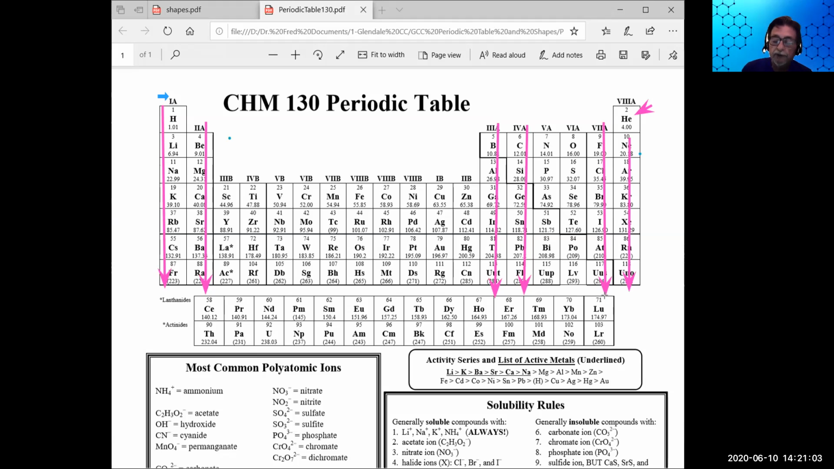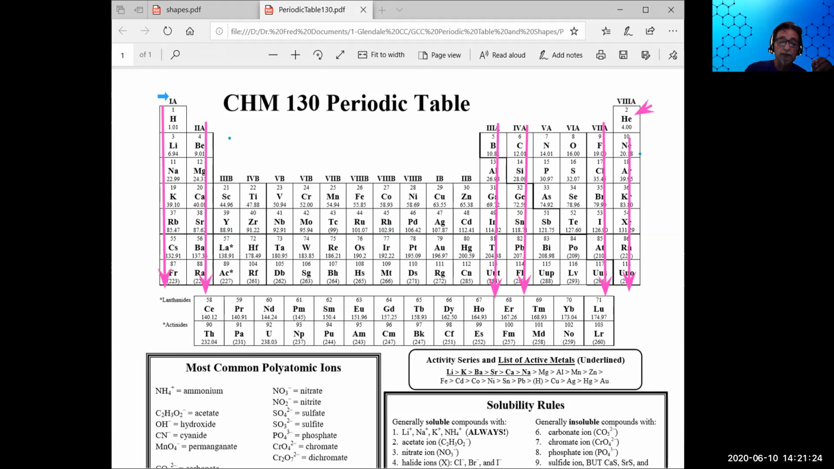The metals, and you might want to put this in long-term memory, all the metals prefer to lose electrons, and they end up with a positive charge because they lost negative charge. They become a net positive.